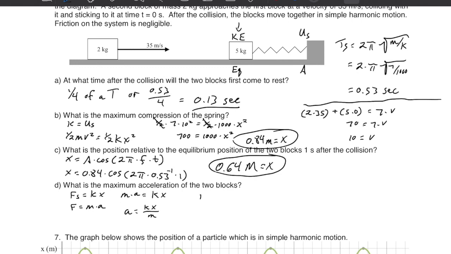In this case, k is 1,000. Maximum acceleration happens at the amplitude, maximum displacement 0.84, divided by the mass of 7. So we're going to take 1,000 times 0.84, which should be like 840, and divide that by 7. We get 120 meters per second squared for our acceleration.